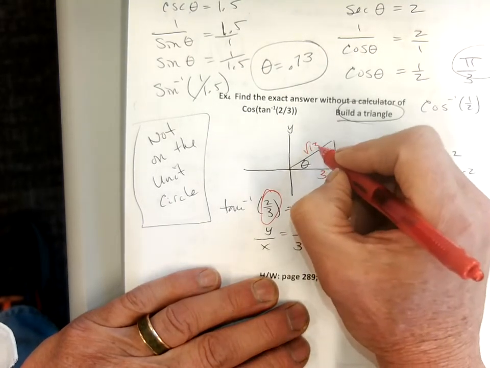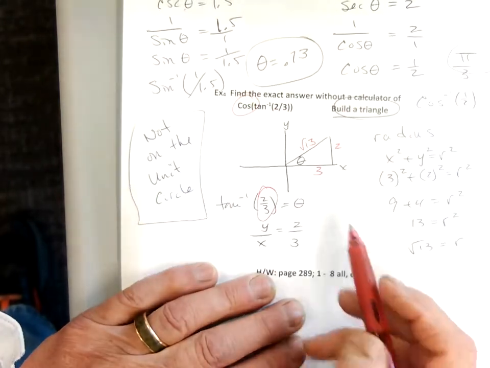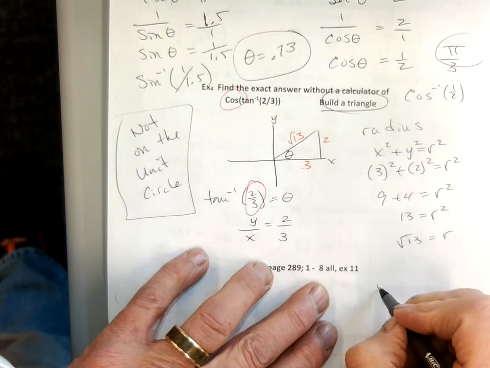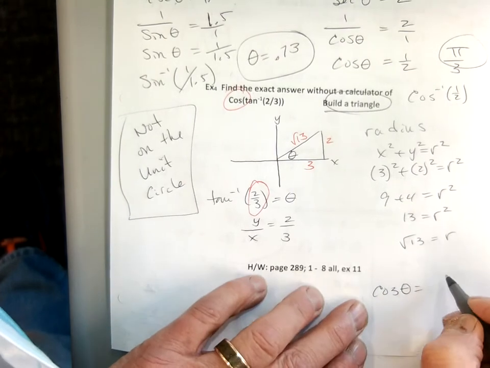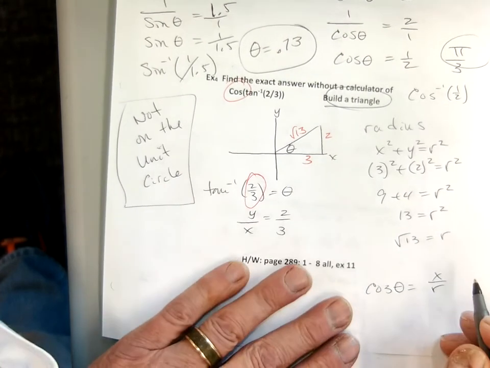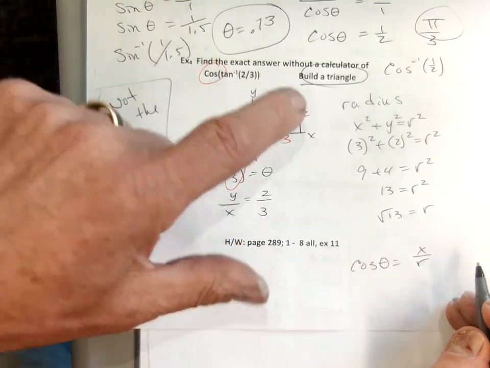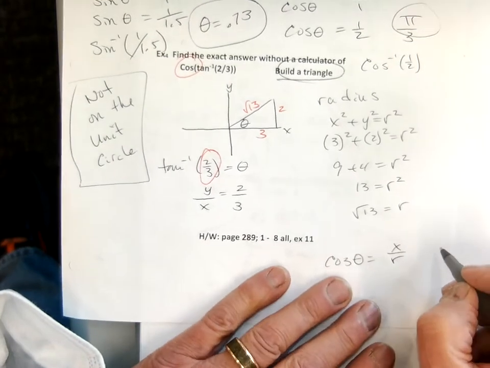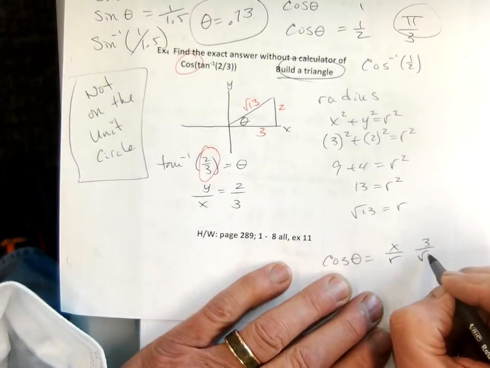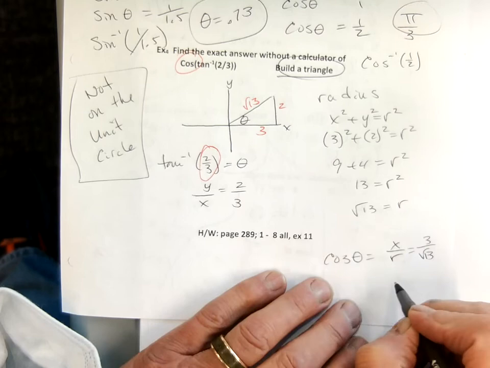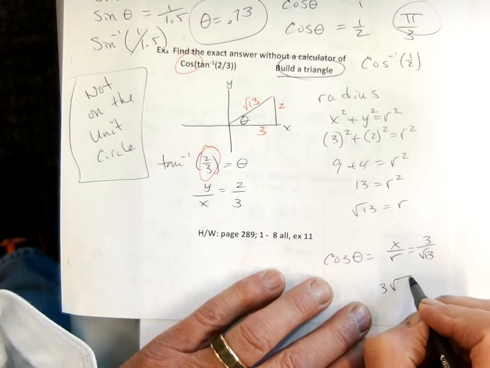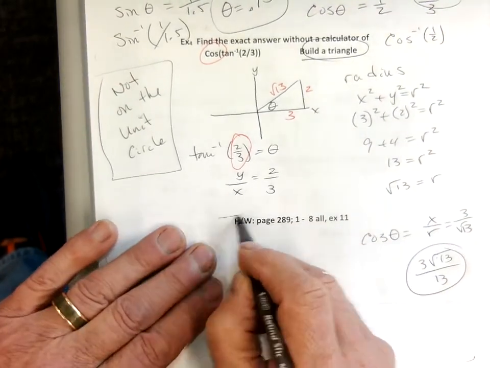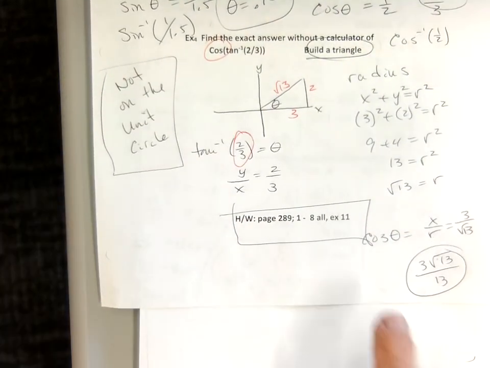All right, now let's find the cosine of it, because the original question says cosine of tangent inverse. Okay, cosine. Let's see, what do I know about cosine? Well, cosine of an angle is the x over the r. My x value is 3, and my r value is square root of 13, so my answer is 3 over the square root of 13, which I would probably take, but a better answer is 3 square root of 13 over 13. That's a better answer.